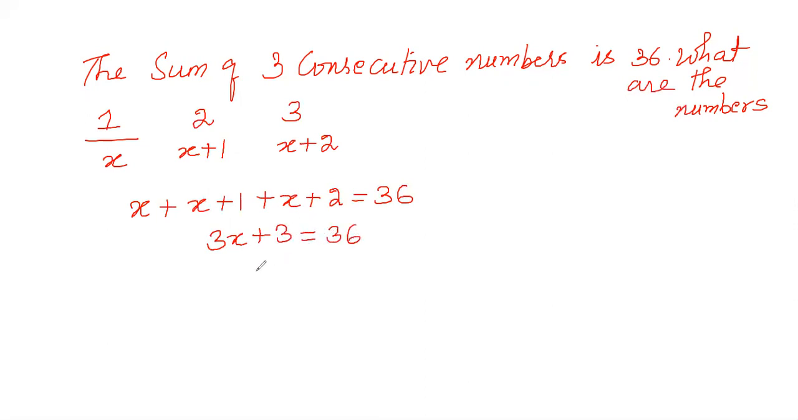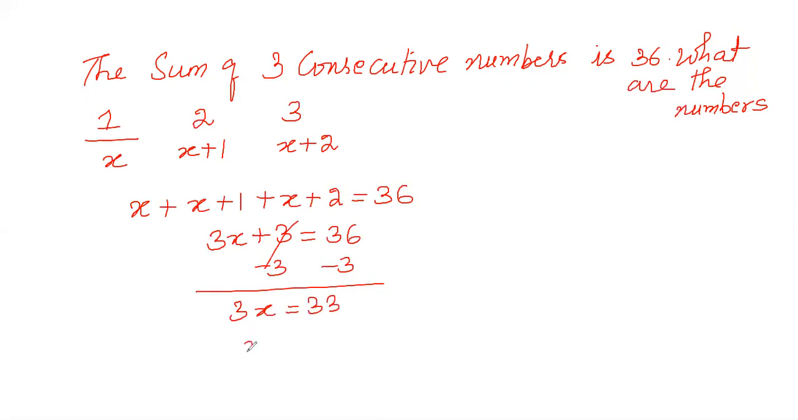So you can use either transposition or the cancellation. So I use the cancellation here. So I subtract 3, because 3 is added to 3x, so 3 has to be removed. So I subtract 3 on both sides. So 3 gets cancelled on the left. You get 3x is equal to 33.